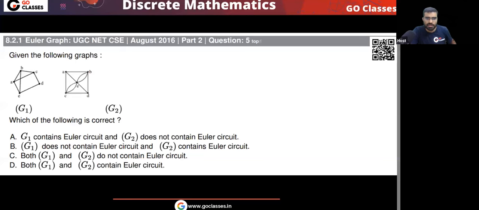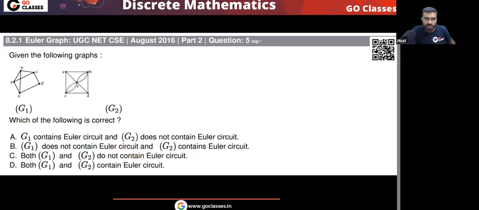So tell me, what is the condition for an Euler circuit? Remember, tell me, are these simple graphs or multi-graphs? Remember, these are multi-graphs, but the condition is the same. You can notice these are multi-graphs.